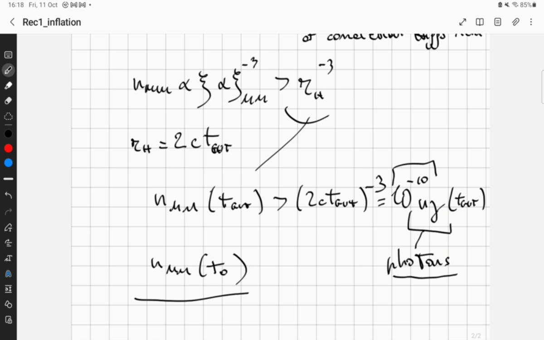So this cannot be. And we will see that inflation, so a period of accelerated expansion just after the Big Bang, is something that can dilute the numerical density of magnetic monopoles in order to not have the universe collapse just seconds after the Big Bang.